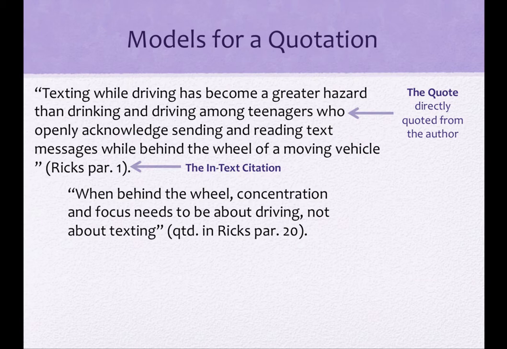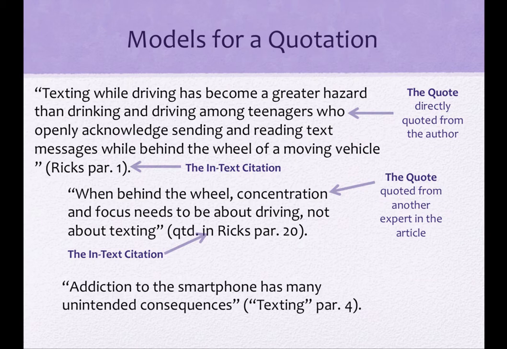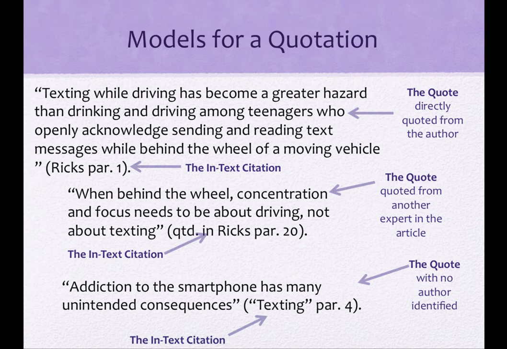"When behind the wheel, concentration and focus needs to be about driving, not about texting." Now, the author quoted somebody else in his article, so you'll see the "qtd. in." That's the in-text citation. "Addiction to the smartphone has many unintended consequences." It's a direct quote from an article, and there's the first word of that article in paragraph 4. No author identified. There's the in-text citation.